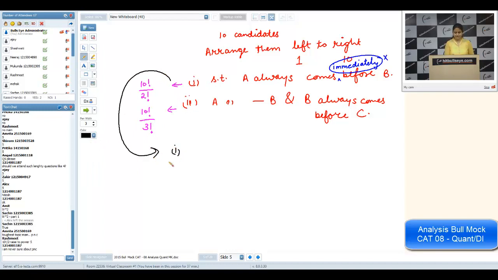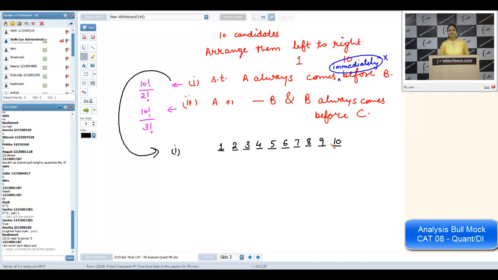First part, it says A always comes before B. Now we have these many seats. These are 10 seats. I'm numbering them. Now my condition is Mr. A always comes before B. I think you are okay with that. The word "immediately" is not here, so this is not a concept of togetherness. That is, A always comes before B.